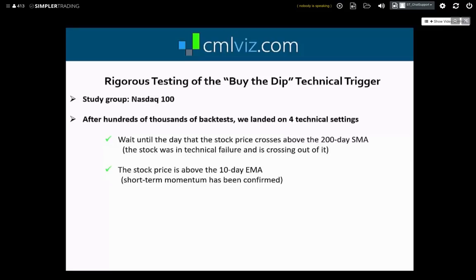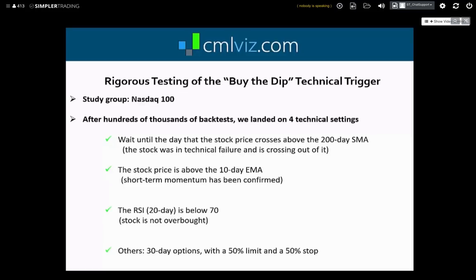Remember, we're looking to buy the dip if the stock goes up, not to buy the dip. We want to make sure that the RSI is below 70. We simply want to check that the stock is not overbought. A few other settings, we use 30-day options to give the trade time to make its move, and we use a 50% stop and limit.